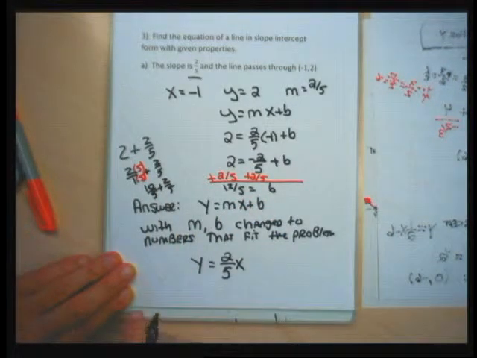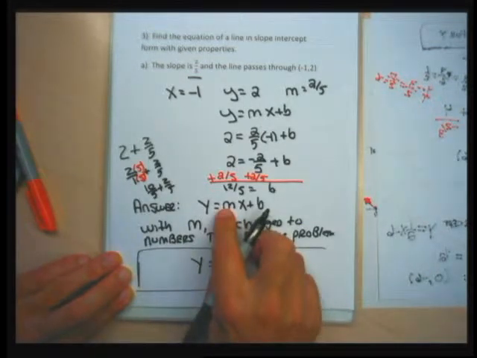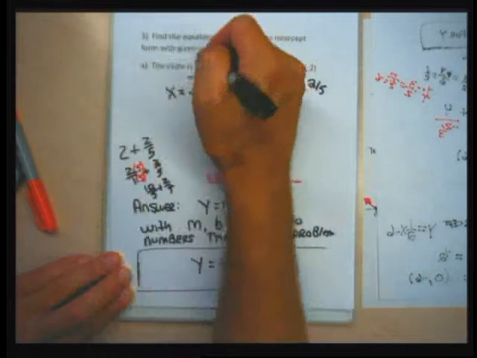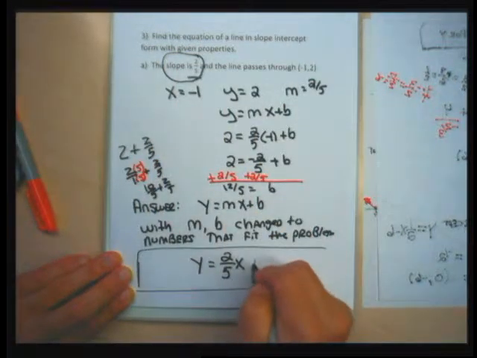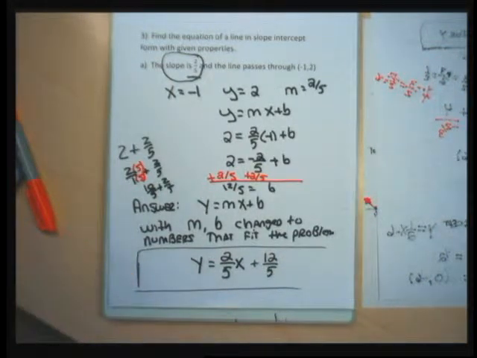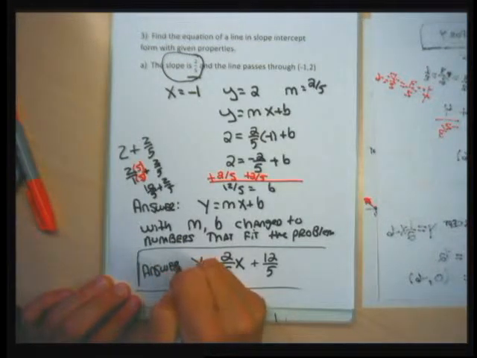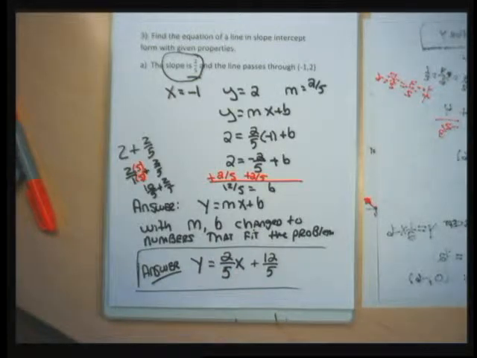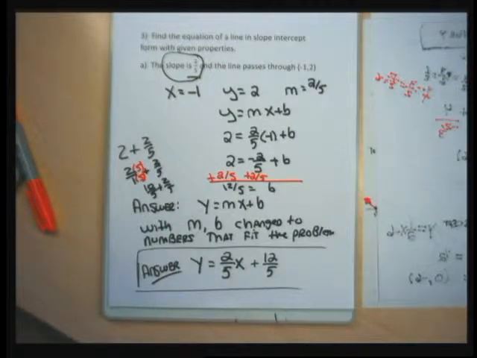So I'm ready to finish up my answer. I already changed the m in the y equals mx plus b formula with the number that fits this problem. Now I need to change the b with the number that fits this problem, and I'm going to put a 12/5 in for the b. And that's everything for part A of number 3. Part B, my goal again is to write an answer in the form y equals mx plus b with the m and the b changed to have numbers that fit the problem.